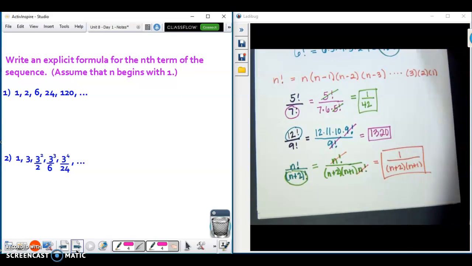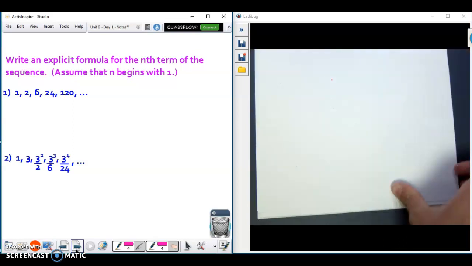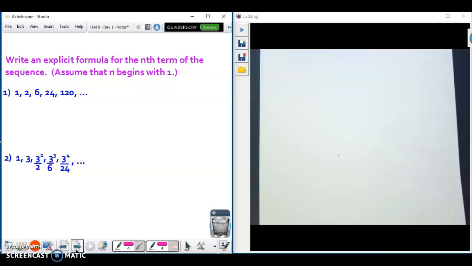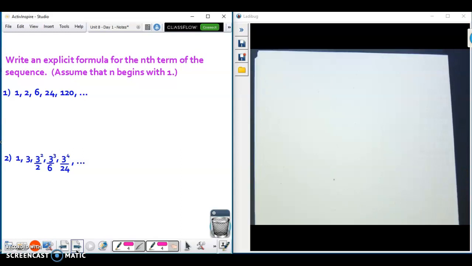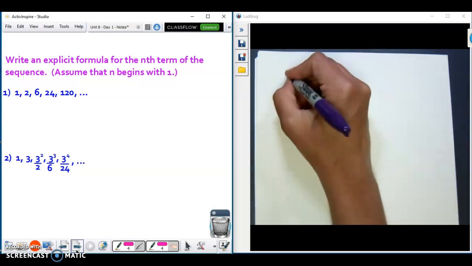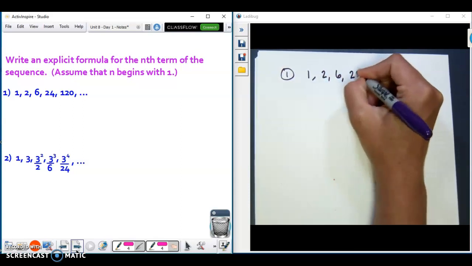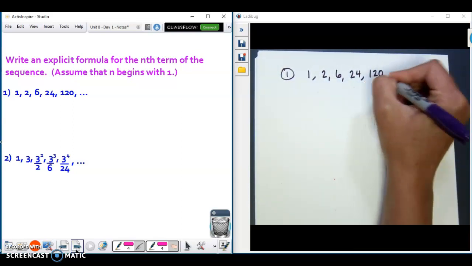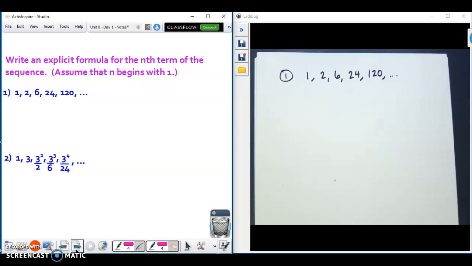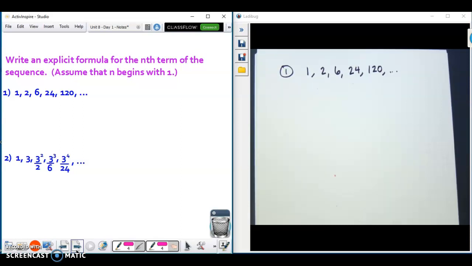So we want to write an explicit formula. If we can relate it to the formula sheet, we can use the formula sheet. If not, we're going to have to just come up with a pattern. And we want to assume that it begins at 1. So for the first one, we have 1, 2, 6, 24, 120. I would always try to use your formula sheet first, just because that way you don't have to think of this pattern on your own.